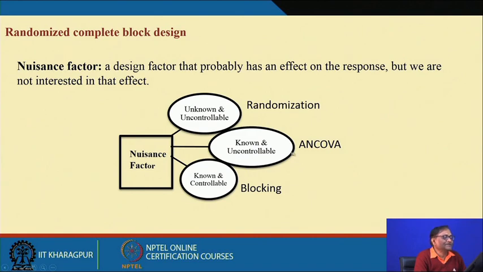But many times nuisance factors are known, and sometimes they are uncontrollable. When the nuisance factor is known and uncontrollable, the analysis technique known as analysis of covariance will help you in controlling the effect of the uncontrollable nuisance factor and then estimating the effect of the controllable factors. But when it is known as well as controllable, then it is better to control it by blocking. So, today's introductory lecture will be on randomized complete block design.